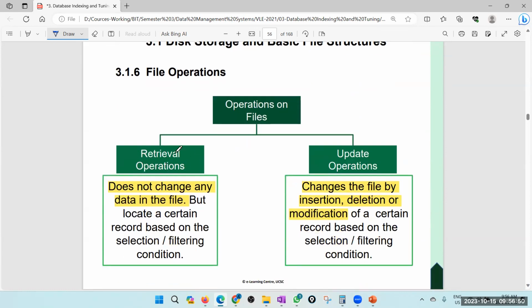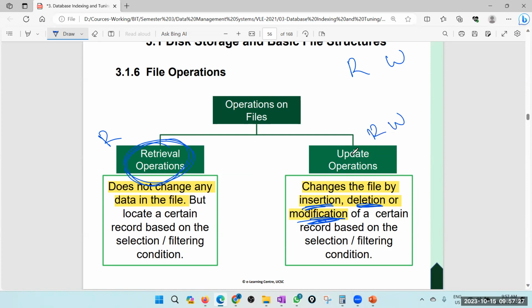So remember, we have two types of operations. Of course, we have insert, update, delete, and retrieval. But when it comes to file operations, it is just read and write. So your select is a retrieval operation. You only have to read. But your insertion, deletion, and modifications or updates need read and write. So therefore, they are commonly update operations.